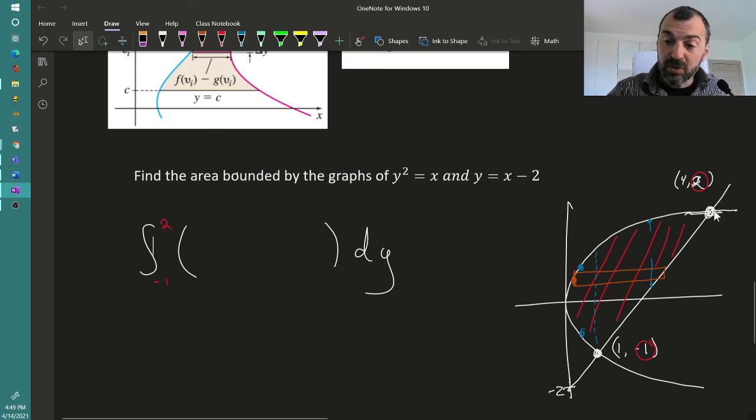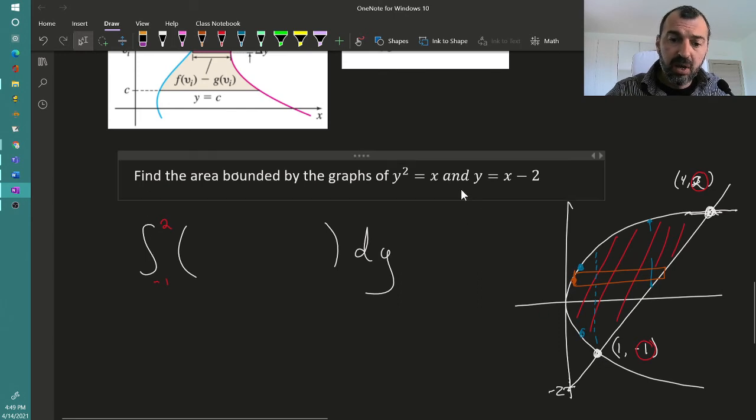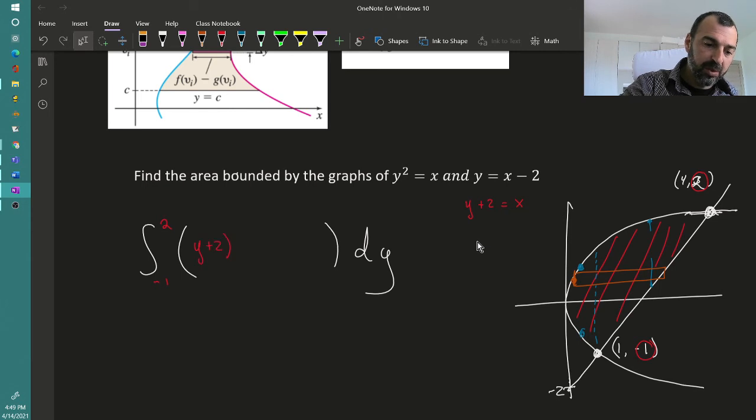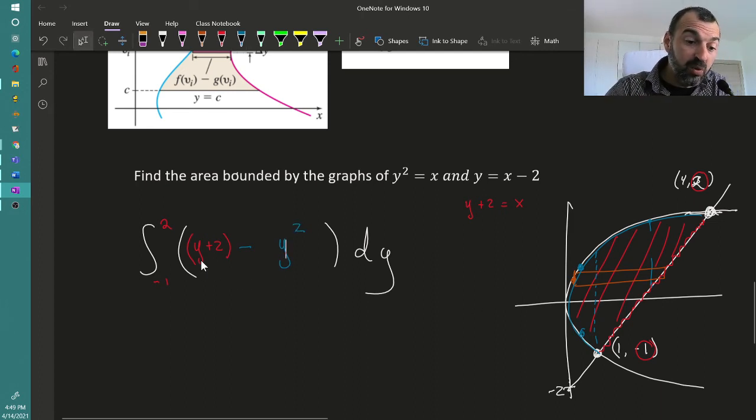Now I'm just going to use the same approach. I'm going to take my upper function and subtract my lower function. My upper function is y minus 2 equals x, so it's y plus 2. That's my upper function, this one. And then my lower function is this one here, which in this case is y squared. Now you might be saying, wait a minute, why are there y's here instead of x's? Remember, when you're doing dy, you want all your functions in terms of y rather than x. And so now you've got a pretty solid integral that's very simple.